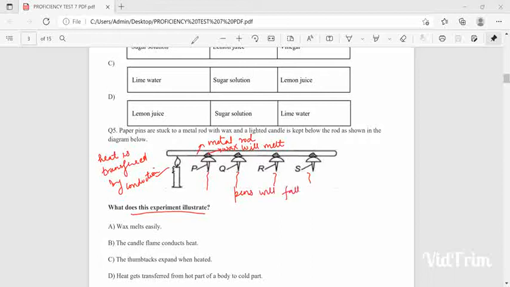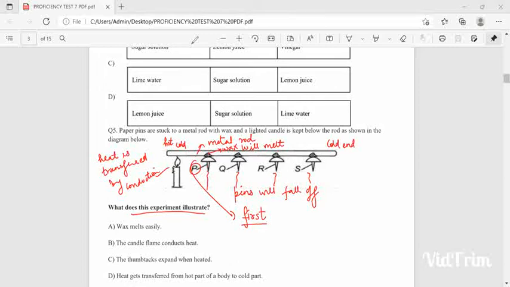Pin P, which is here, this pin P will fall off first because the heat travels along the length of the rod from the hot end to the cold end. This we have seen in the process of conduction, that heat travels from hot end to the cold end. So the heat travels along the length of the rod from the hot end, which is near the candle, to the cold end, which is the other end.